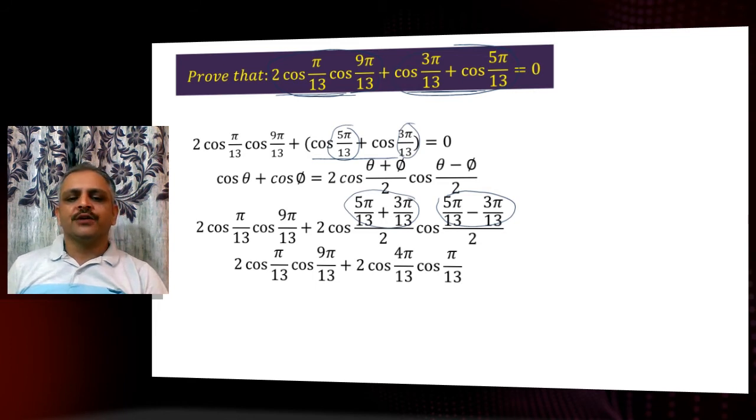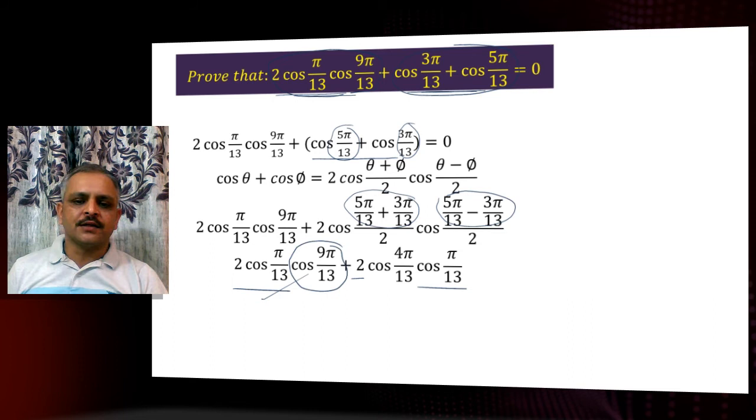Now if you observe, this is 2 cos pi by 13 and this is 2 cos pi by 13. Only these two terms are distinct. If I have to prove that this is equal to 0, that means I have to cancel them. If you observe carefully, these angles are supplementary angles. 9 pi by 13 plus 4 pi by 13 is equal to pi. That means they are supplementary angles.